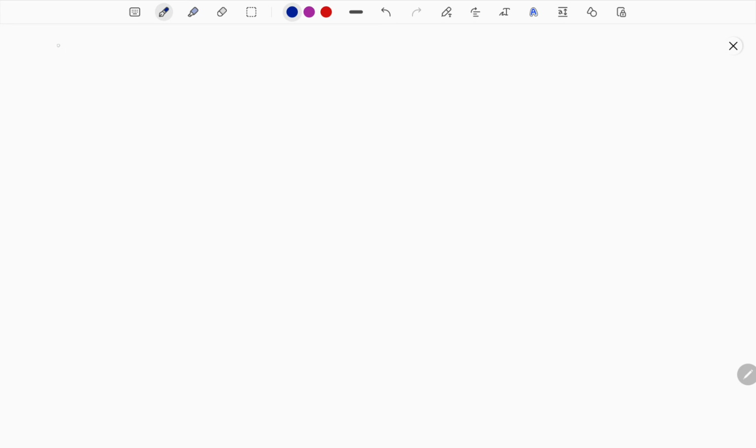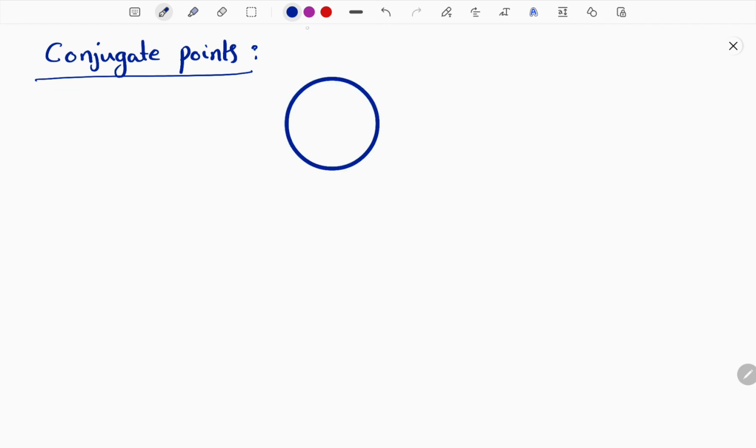Now we are going to discuss conjugate points. See, suppose you take one circle. Now I take one point P, with P being (x1, y1). The polar of P lies inside the circle. We know that the polar of P lies inside the circle. So this is the polar of P. Now on the point P we can consider a line like this.